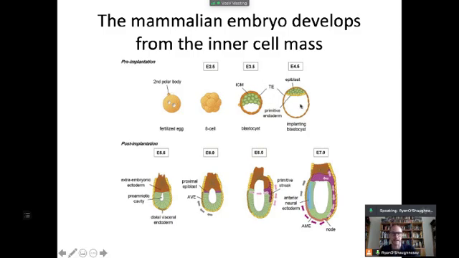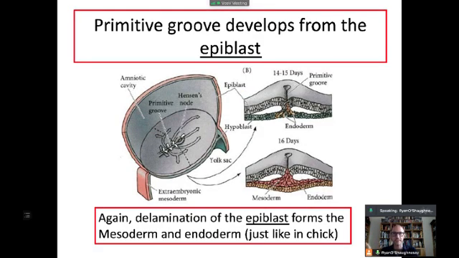The inner cell mass forms a region called the epiblast, and it's the epiblast that's important in the formation of the embryo, so in gastrulation and further on in neurulation. So the primitive groove develops in the epiblast, and again we see this delamination of the epiblast, so cells moving from the epidermis and then moving into the inside of the tissue, and then it forms mesoderm and endoderm, which is exactly the same as the chick.